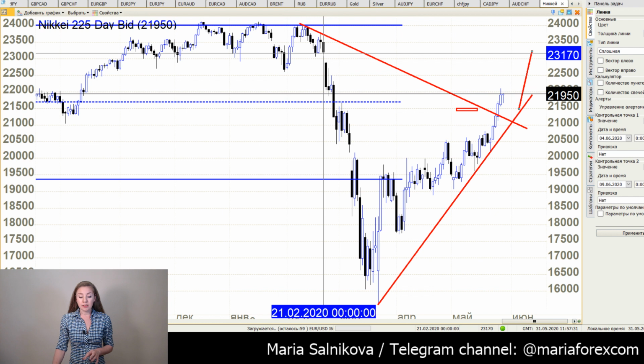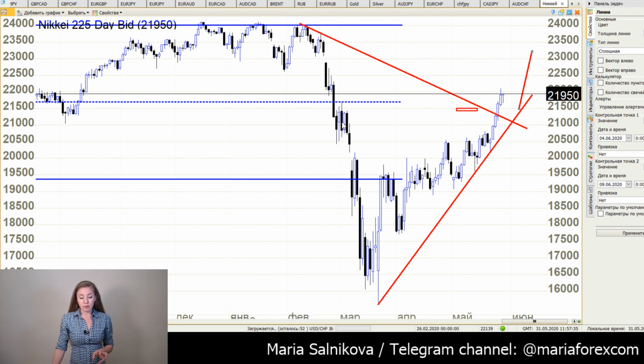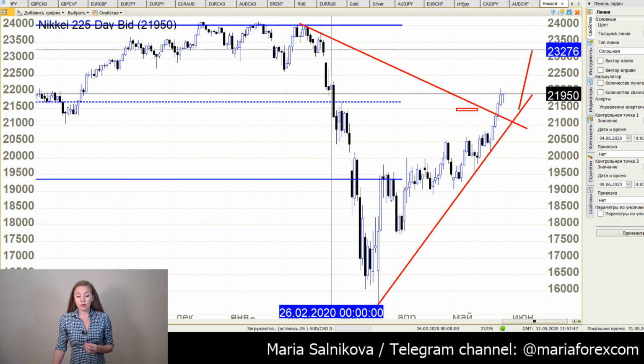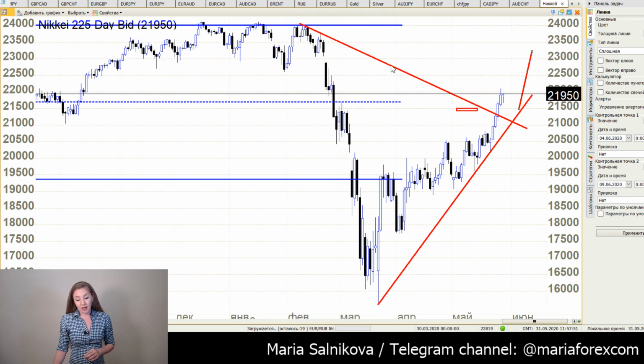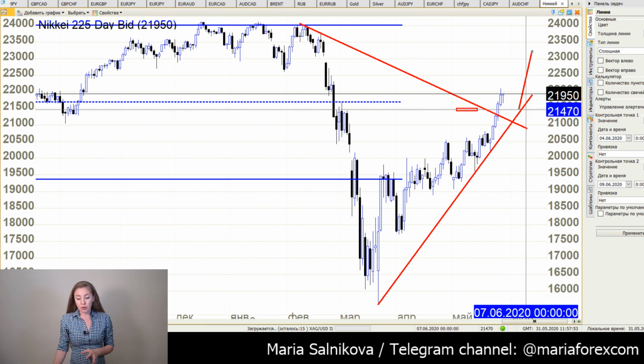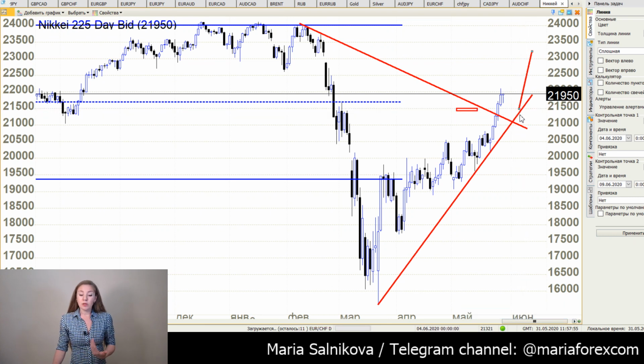The gap happened in February this year. So usually the market is trying to close those gaps. It's not like the market must go and close it, no, but it might go there, and the first target to buy will be 23,270.